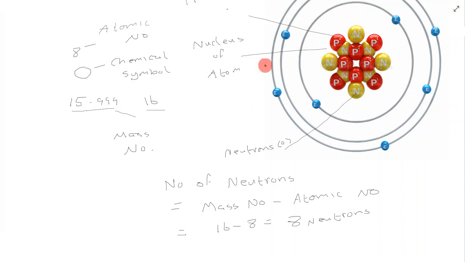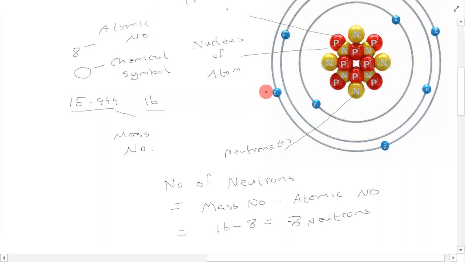So what they do is, when they take a sample of oxygen, they measure the mass of all the different types of oxygen atoms present, and they get an average. And that's why, when you look at the mass number on the periodic table, it's not actually a whole number.